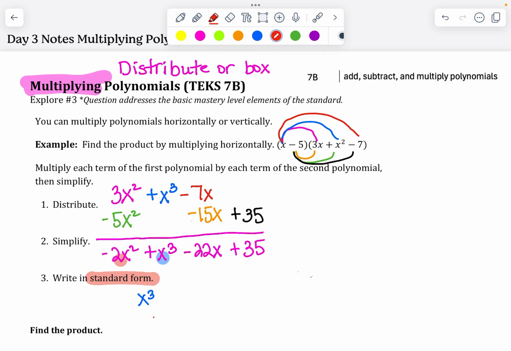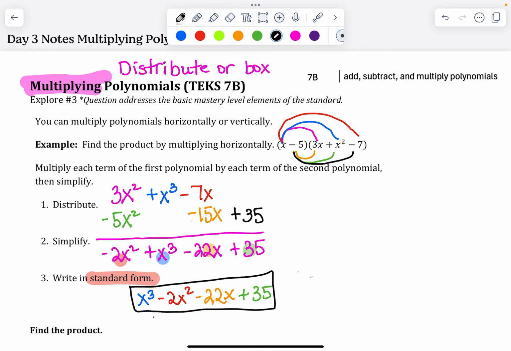So then I'll do the minus 2x squared. And then the next one that I will have is this negative 22x. And I will bring that one down. And then I will end with this 35. So that is one way you can do that problem.